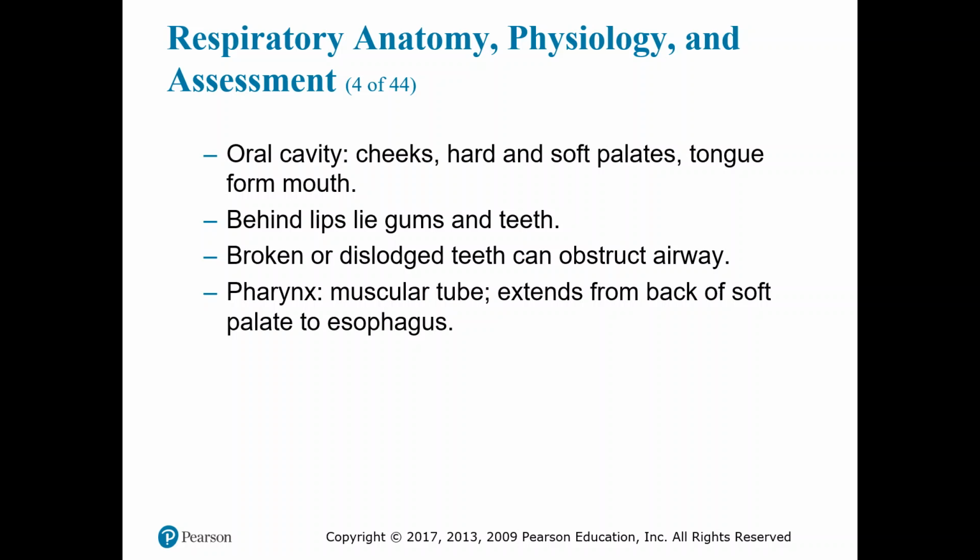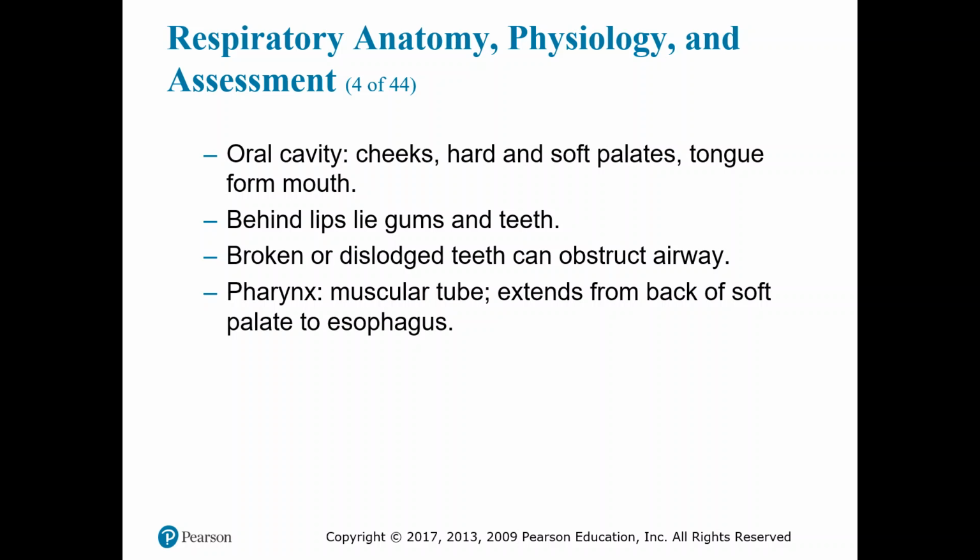The pharynx is a muscular tube that extends vertically from the back of the soft palate to the superior aspect of the esophagus. It allows air to flow into and out of the respiratory tract and food and liquids to pass into the digestive system. It contains several openings, including the internal nares, the mouth, the larynx, and the esophagus. The pharynx is divided into three regions: the nasopharynx, the oropharynx, and the laryngopharynx or hypopharynx.